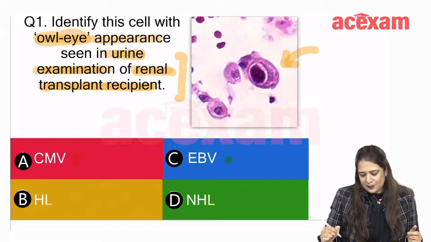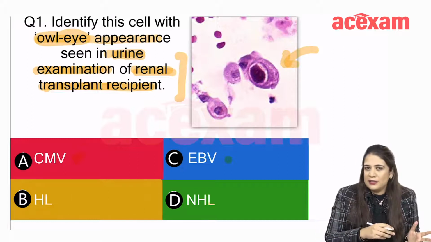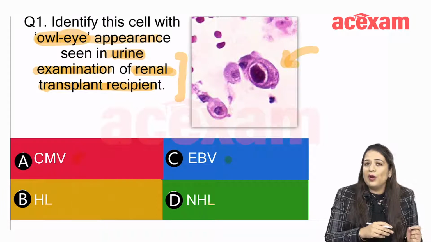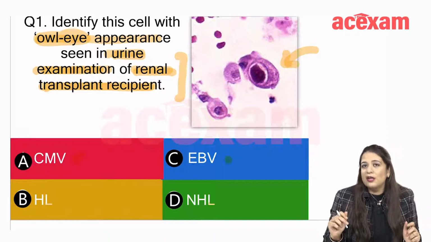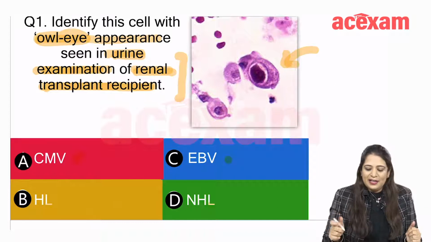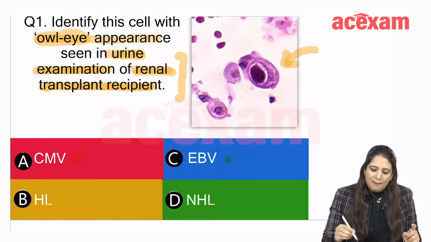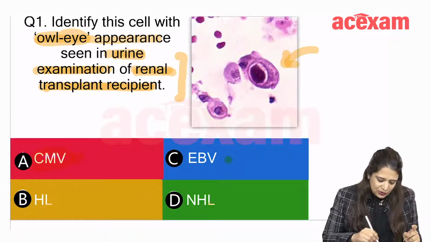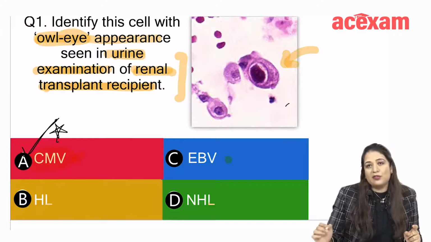The options provided to you are CMV infection, EBV, Epstein-Barr virus, Hodgkin's lymphoma, and non-Hodgkin's lymphoma. So if you go back to where you have heard this term owl eye, you would have heard this term in Reed-Sternberg cells, which are identified in Hodgkin's lymphoma. But this is a trick question. This is actually not the Reed-Sternberg cell, but is the cytomegalovirus inclusion which is seen and identified in urine cytology.